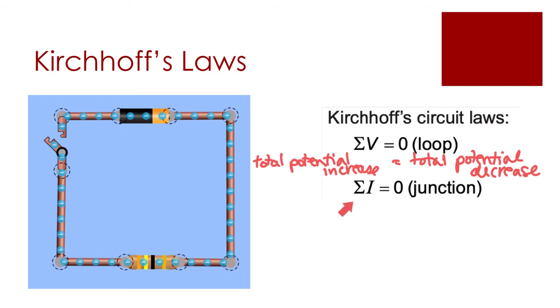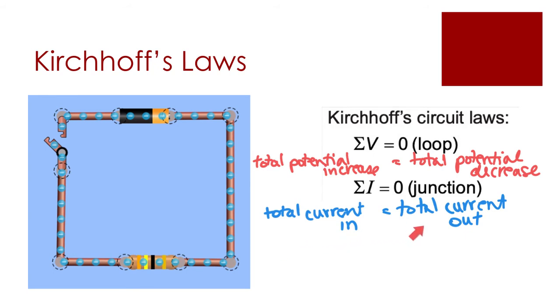Let's look at the second one. It says that the sum of all the current going into a junction equals 0. Here's another way to think about that. The total current going into a junction equals the total current coming out. Remember, current is related to the number of electrons, because current is the amount of charge moving past a point per time. So if I have, let's say, 10 electrons coming in, I have to have 10 electrons coming out. This is just using the conservation of charge, whereas the voltage one uses the conservation of energy.